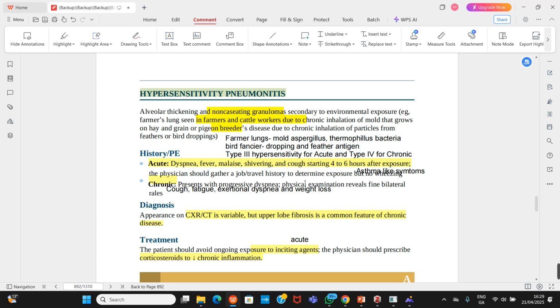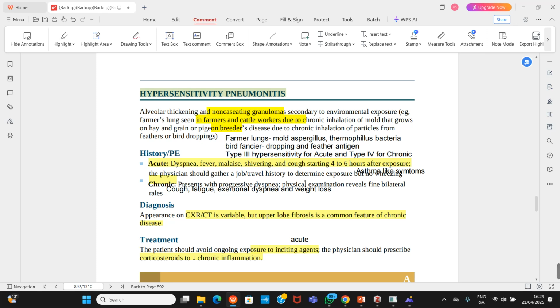So we can take history, they will tell us that they were working in the farm, but anytime they get back to the farm, the symptoms come back, and anytime they're out of the farm for like 3 weeks, it stops. That's acute hypersensitivity pneumonitis. So the mainstay of treatment is to stop them from being exposed to that agent. Don't get exposed to the mold, the dung, the hay, the grain again. That's the only thing that can help them.